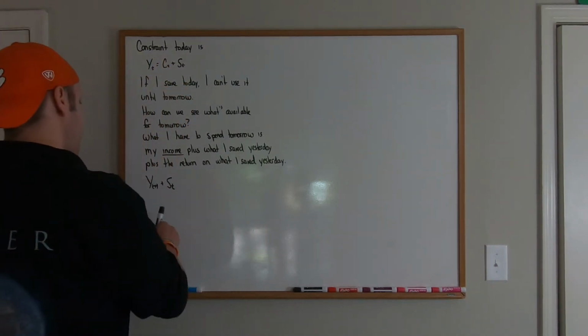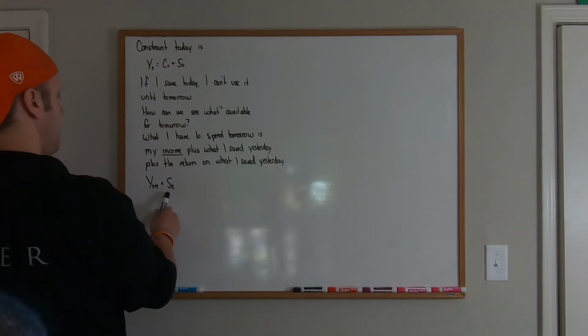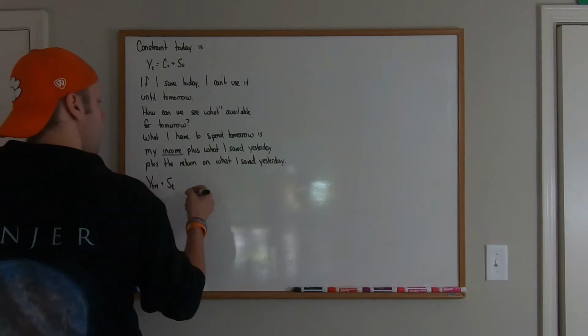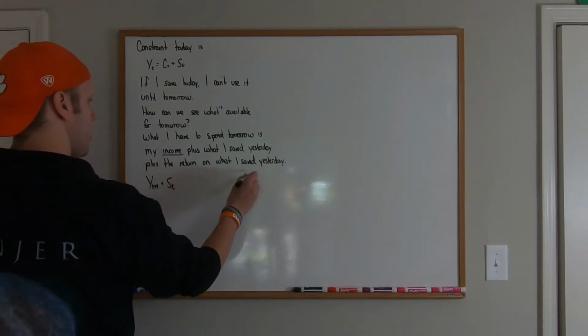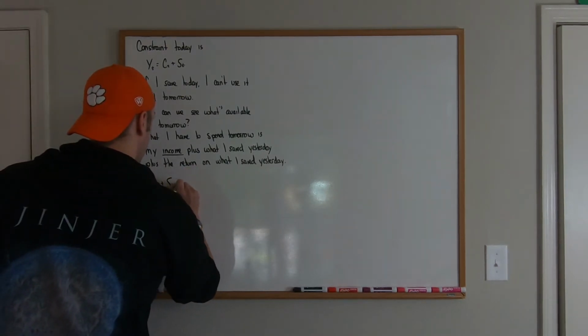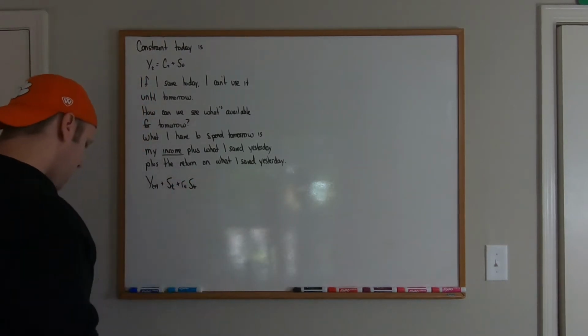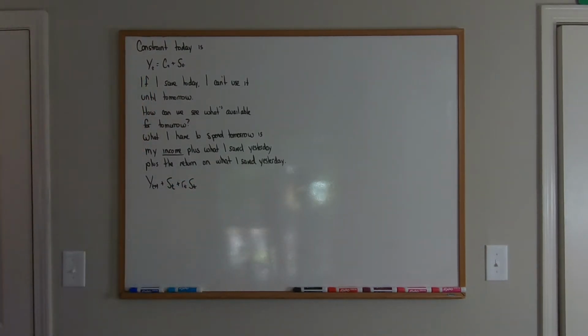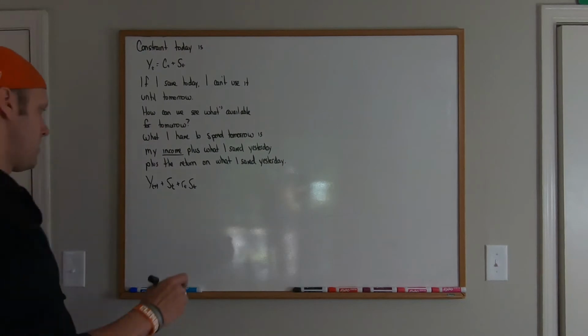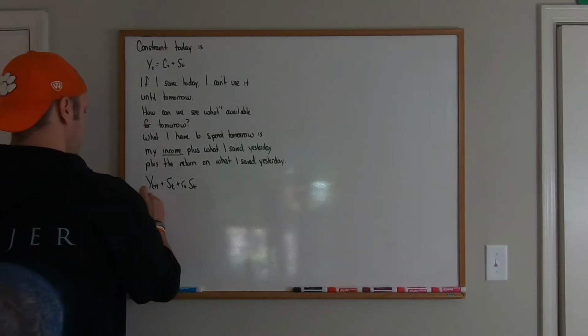So, anyways, income plus what I saved yesterday, but remember there's also the return on what I saved yesterday, which is the interest rate times what I saved. So this is my source of funds.